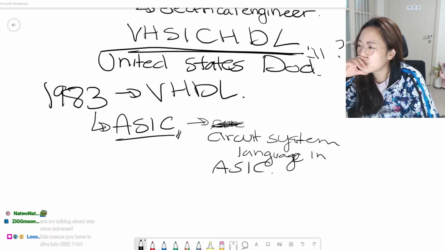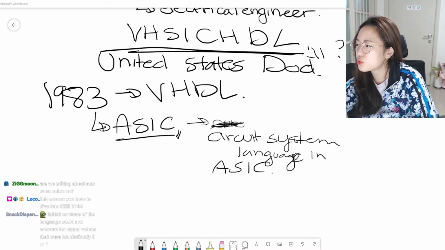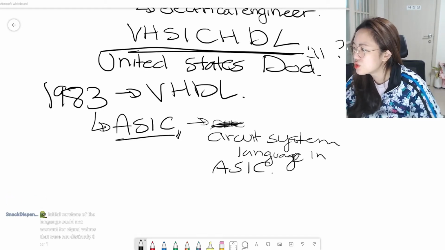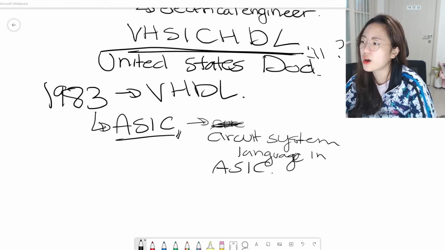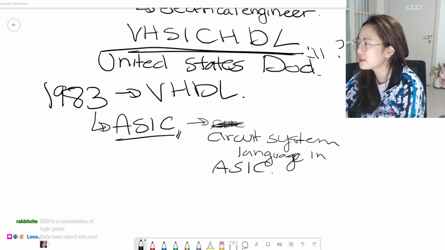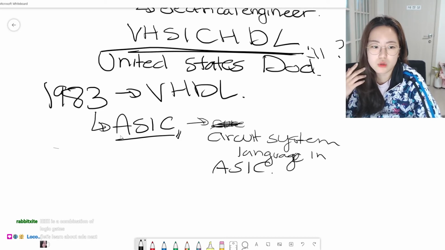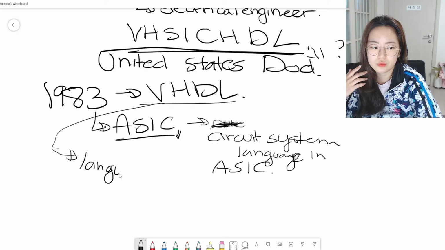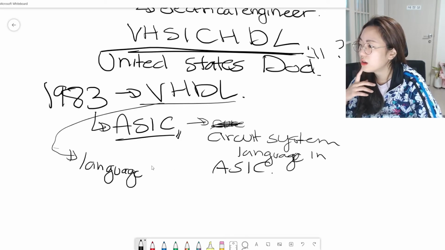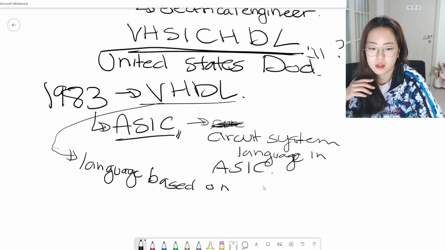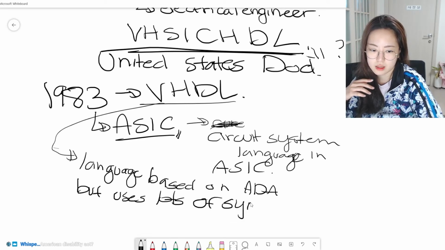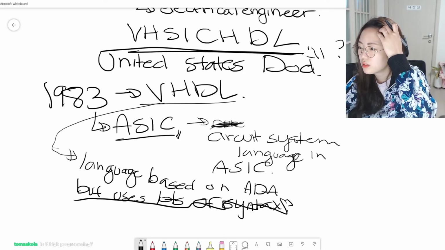So, Ada, guys, is a different programming language. But the DoD required a lot of syntax to avoid reinventing concepts that had already been thoroughly tested. VHDL uses a lot of the Ada programming language. So it is a language based on Ada, but uses lots of syntax. Right?